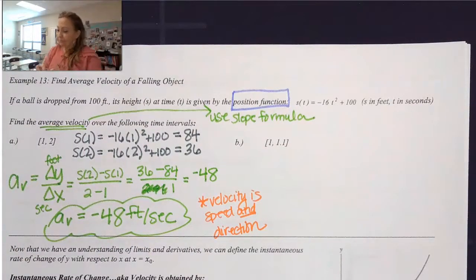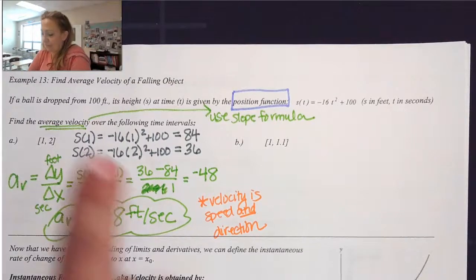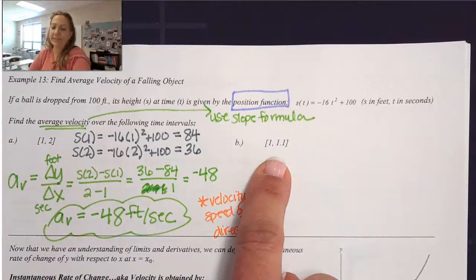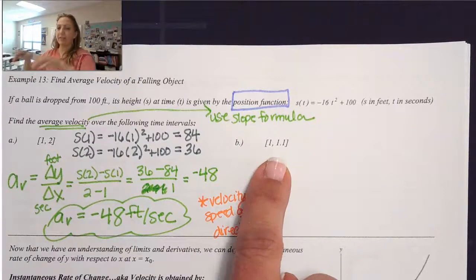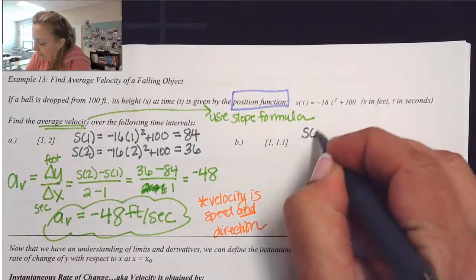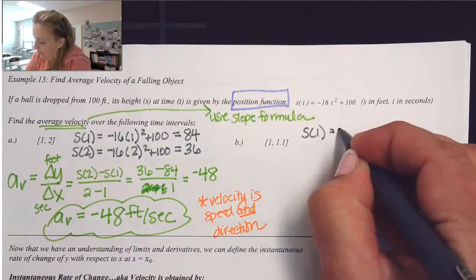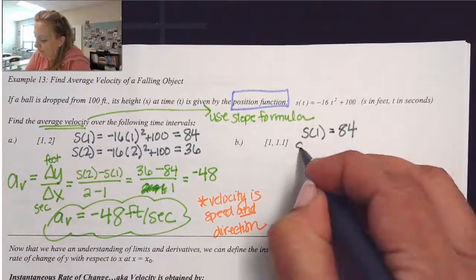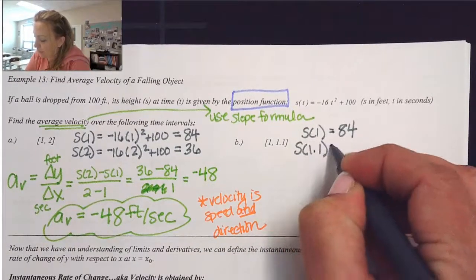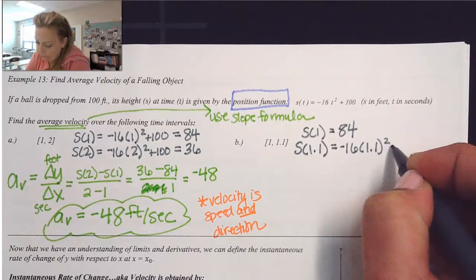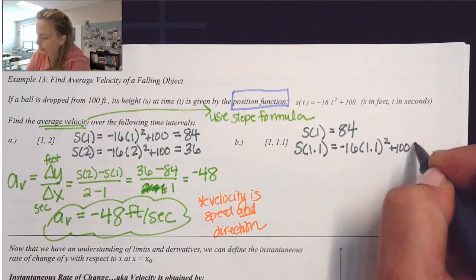All right, letter B. Now let's find the average velocity between 1 and 1.1 seconds. What's the average velocity? We're going to need to find s of 1, which we found over in letter A, which was 84. But now we're going to need s of 1.1. So we're going to take negative 16 times 1.1 squared plus 100.